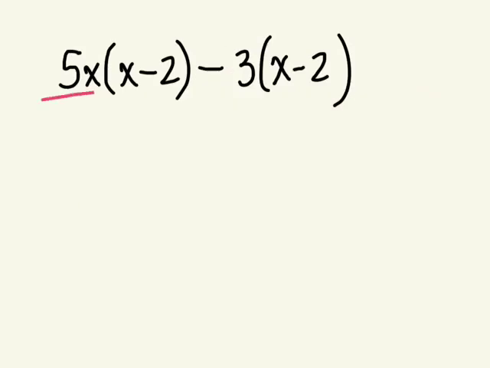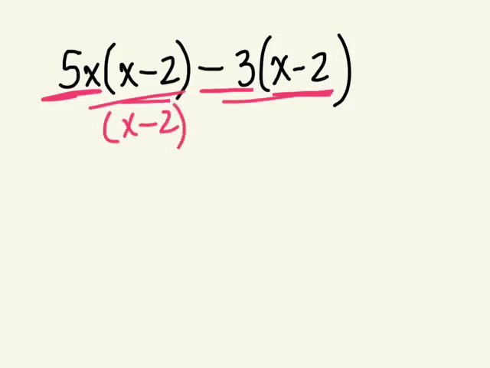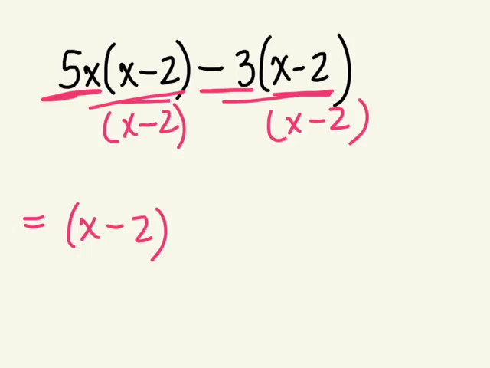Both, so 5x is multiplied by x minus 2. And negative 3 is multiplied by x minus 2. So I can actually divide this by x minus 2, right? We can divide everything by x minus 2. So, x minus 2, that's what I'm dividing everything by, right?